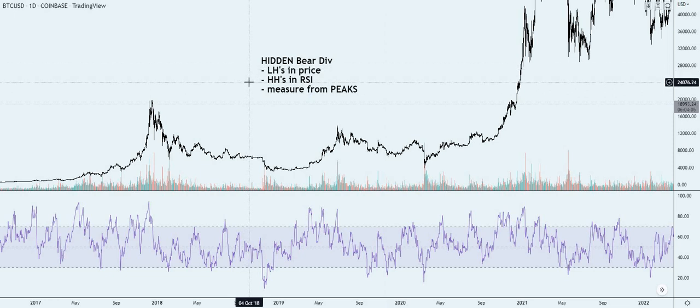And similar to hidden bullish divergence, you see them often in bullish trends, right? Because you're making higher highs in price. So just like that, vice versa, with hidden bearish divergence we're likely in a bearish market, right? So this is where people get tricked into thinking that we've bottomed, and we haven't. Okay, so we're making lower highs in price in a bear market and then higher highs in RSI.